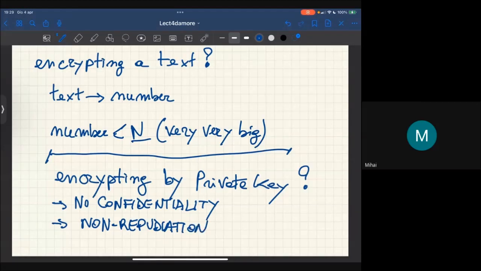So this is today accepted in most parts of the world. If you are encrypting by means of your private key, you get non-repudiation. You cannot say it was not me doing the encryption. And this is leading to the concept of digital signature.